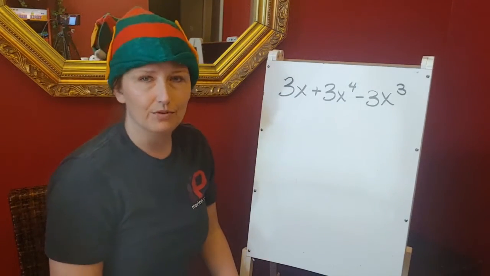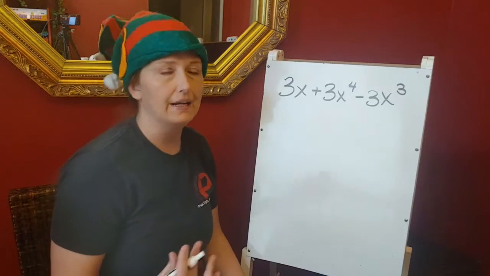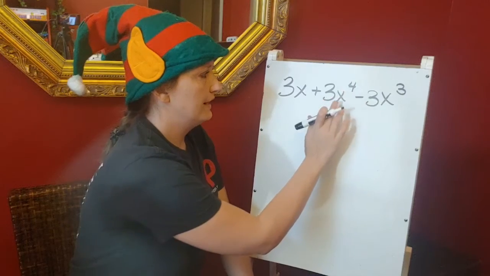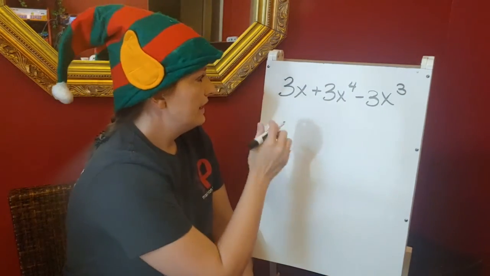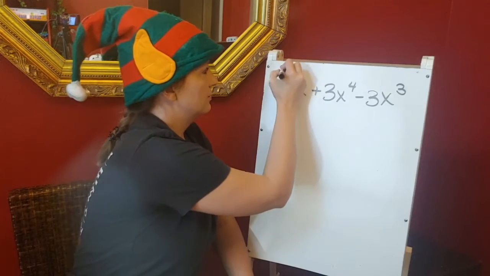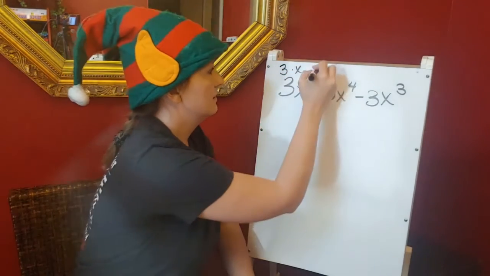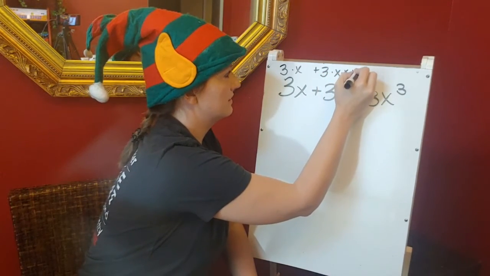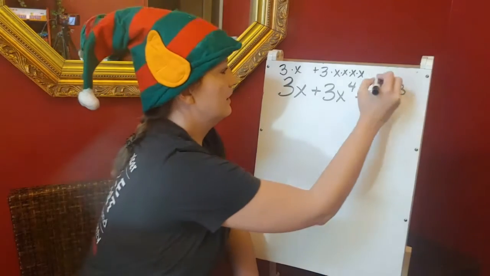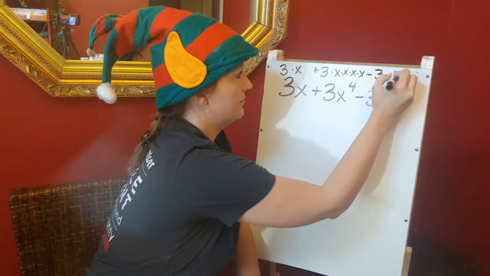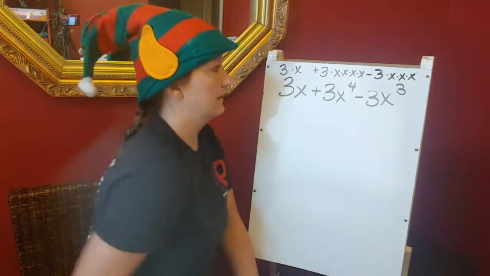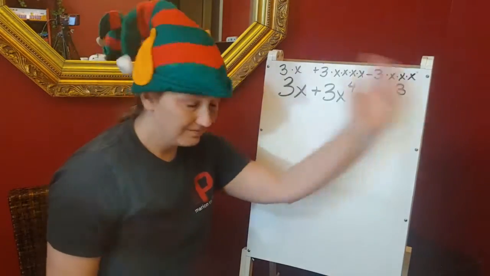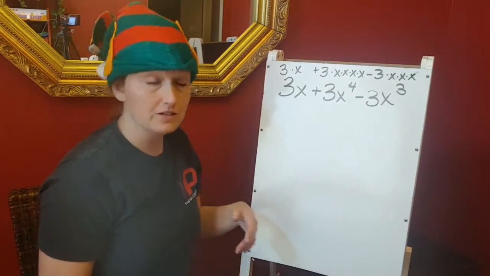They also share variables that are the same. They all have an x of some sort on them. This one has 1 x, this has 4 x's, and this has 3. So this term is actually 3 times x, plus 3 times x times x times x times x. That's got 4 of them. Minus 3 times x times x times x. So that's the long form, not factored form, of this expression.